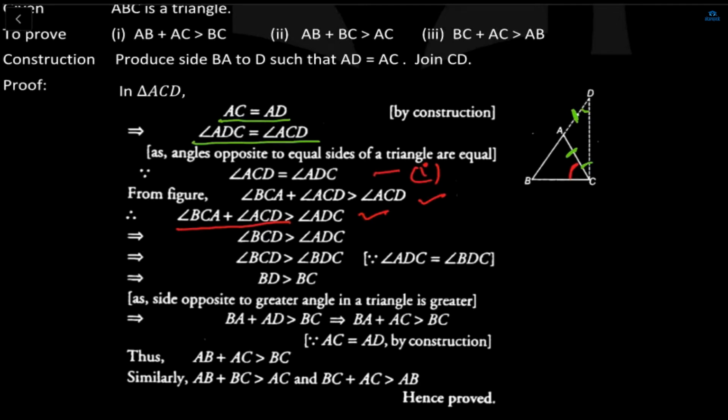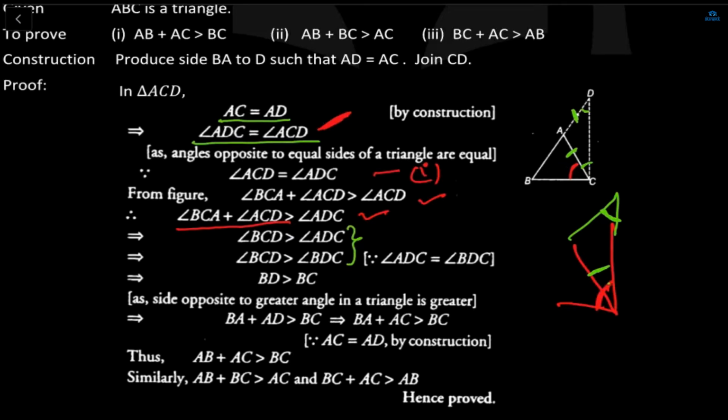Is anybody getting any confusion? This is your first equation. From this I am comparing the complete angle BCD. So this complete angle BCD will be greater than this angle, and if I extend here, this angle also. This complete angle will be greater than both these conditions. I have written these two conditions here.